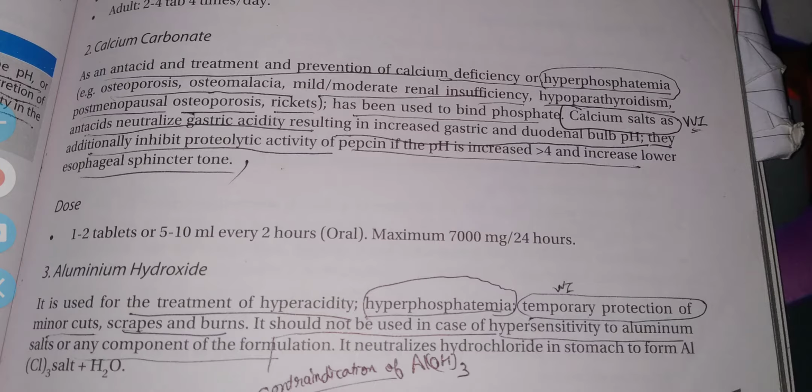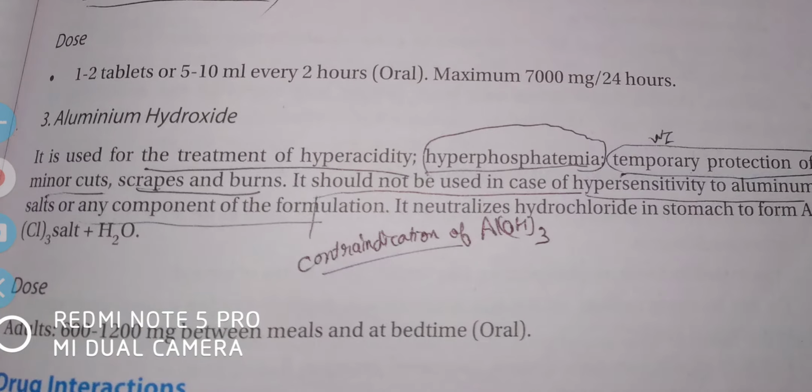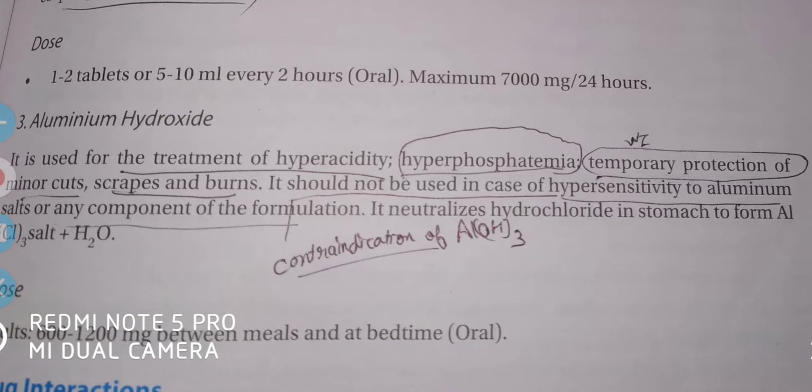Then the third one is aluminum hydroxide. This is used for treatment of hyperacidity, and hyperphosphatemia. Like calcium carbonate, aluminum hydroxide also helps in the treatment of hyperphosphatemia, hyperacidity, and temporary protection of minor cuts, scrapes and burns. It should not be used in case of hypersensitivity to aluminum salt or any component of the formulation. It neutralizes the hydrochloric acid in the stomach to form AlCl3 salt plus H2O.